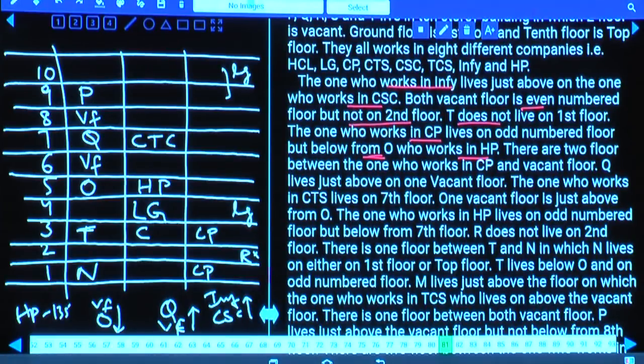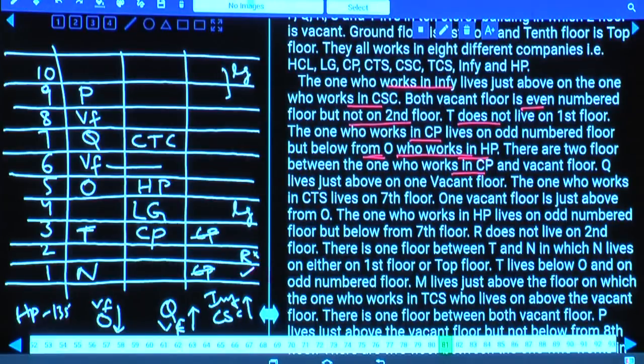Odd number floor below O. O is living on the 5th floor. O works in HP. There are two floors between the one who works in CP and the vacant floor. Between CP and the vacant floor, there must be exactly two. If CP is on the first floor, with two floors between these two, the fourth one is not a vacant floor, so that is ruled out. Hence, CP must be at this place, isn't it? As CP is said, there are two floors between these two. This is a vacant floor, and between these two there are two floors. And Q lives just above.